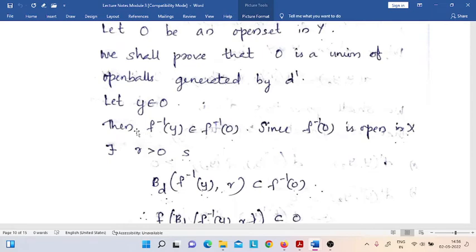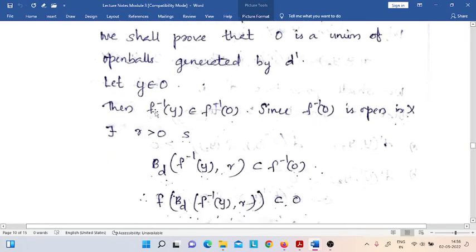But see here, think about f inverse of y. Since y is an element of the open set O, f inverse of y is an element of f inverse of O. You can take the inverse image of the open set, which is now present in X. So f inverse of O is a subset of X, and surely f inverse of y is an element of f inverse of O, because y is an element of O and f is one to one and onto.